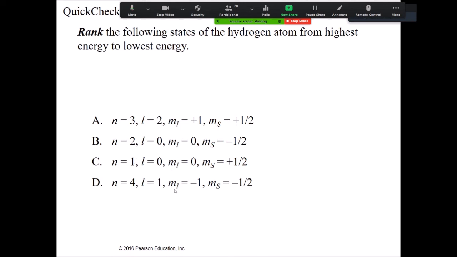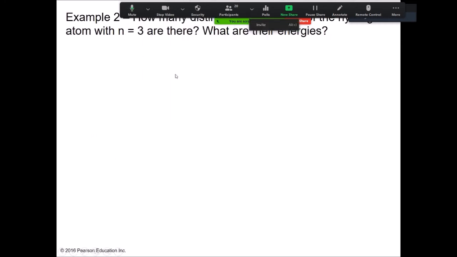ML corresponds to how many electrons you could fit there, and then the MS is the electron spin. And the way it works here is you only look at n. So the highest energy is D, then A, B, C, because you're just going by the values for n here, nothing else. All right, let's do a couple examples here.